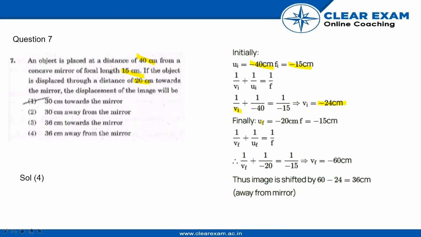Now the value of u, which is minus 28 centimeters, and the value of f can be put in to calculate the value of vf. And similarly, we get the value of vf as minus 60 centimeters. So we have the value of vi and we have the value of vf.